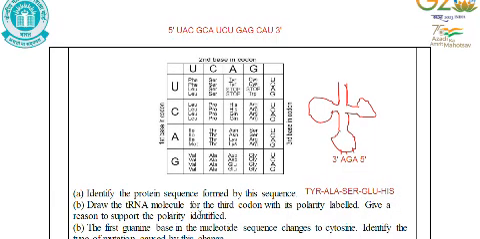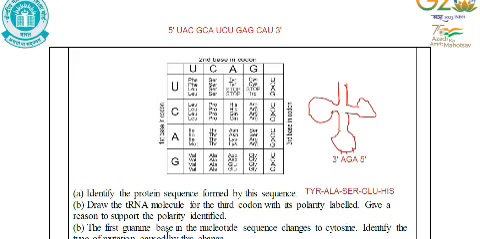Draw the tRNA molecule for the third codon. The third codon is UCU. So the anticodon for the tRNA will be having the anticodon arm, which will be complementary to the mRNA. So the third codon UCU, the complementary base will be U versus A, C versus G, U versus A, AGA. And the polarity will be, since this is from 5' to 3', the next one will be 3' to 5'. So 3', AGA, 5'. This is the tRNA sequence with the anticodon region and the polarity.